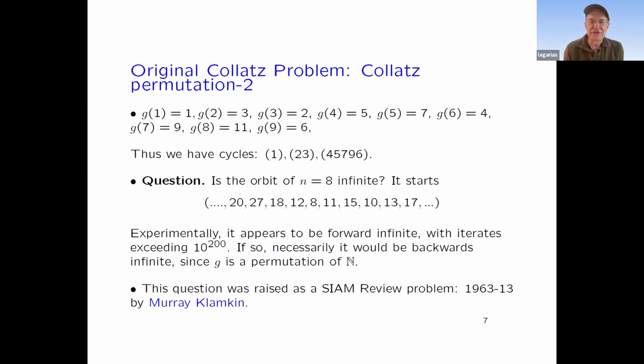So g of 1 is 1, g of 2 is 3, g of 3 is 2, g of 4 is 5, g of 5 is 7, g of 6 is 4, g of 7 is 9, g of 8 is 11, g of 9 is 6. So we get 3 cycles out of that: 1, then 2 and 3, and 4, 5, 7, 9, 6. Then we come to 8. It appears that the orbit of 8 is infinite. Experimentally, people have run it forward to about 10 to the 200. You can run it backwards to about 10 to the 200 and decide it's going to infinity. No one can prove it. Next.